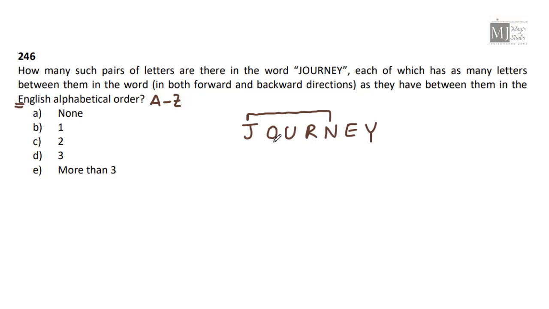Can we start with O? O, P, Q, R, S, T. No. U, V, W, X, Y. I'm repeating again: U, V, W, X, Y. R, nothing will be matching, no E, no Y. Now in backward movement, E, F, G, H, I, J. E is matching with J.